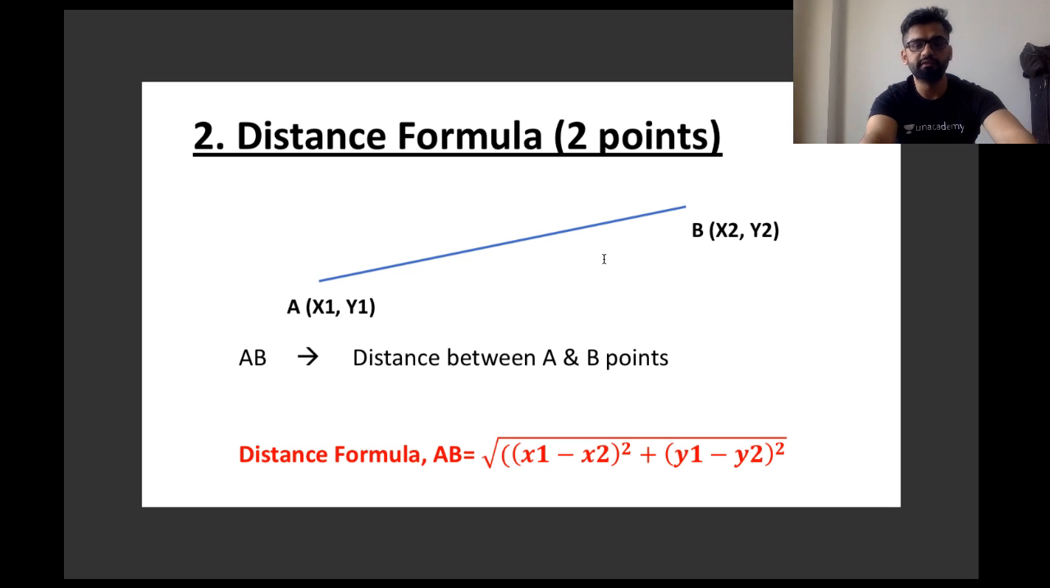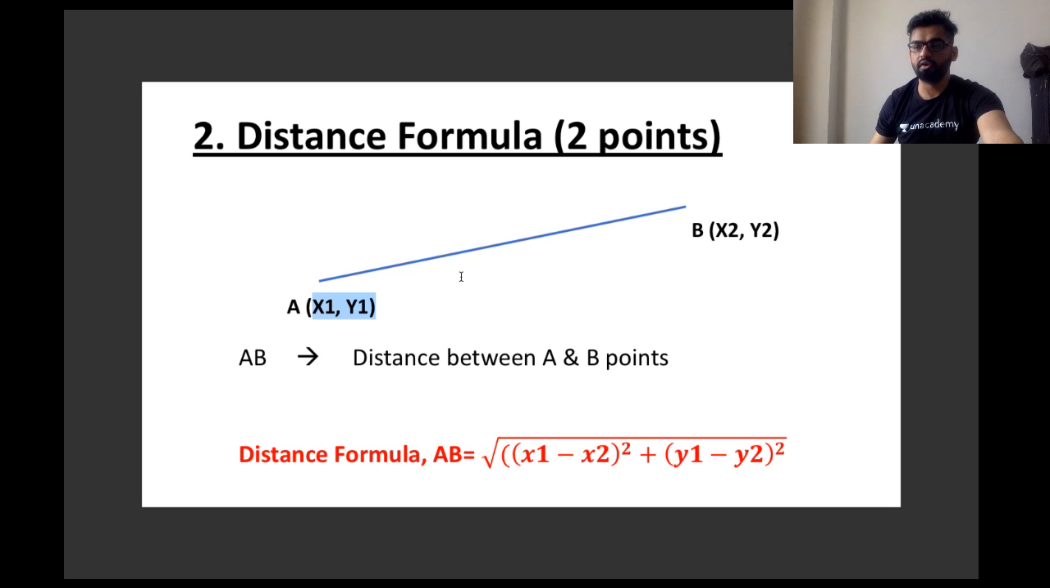Distance formula for 2 points. Suppose I give you 2 points, A and B, with coordinates x1 comma y1 and x2 comma y2, and I ask you what is the distance between these 2 points. This is coordinate geometry because we're talking about these 2 points in terms of their coordinates. The distance between A and B will be equal to under root of (x1 minus x2) whole square plus (y1 minus y2) whole square. So you take the difference of the abscissae, square them, take the difference of the ordinates, square them, and then take the under root of their sum.